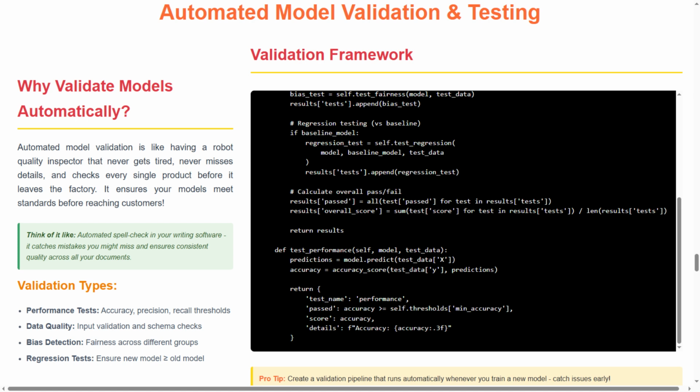Our validation types include performance tests, accuracy, precision, recall thresholds; data quality, input validation, and schema checks; bias detection, fairness across different groups; regression tests, ensure new model equals or exceeds old model. Moving to our validation framework section. Here we see comprehensive validation code. Now, let's look at the pro tip section. Create a validation pipeline that runs automatically whenever you train a new model. Catch issues early. This is how we ensure our models are always high quality.